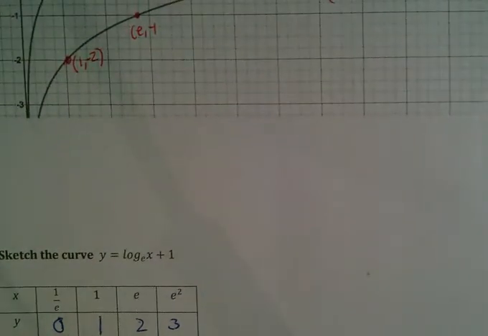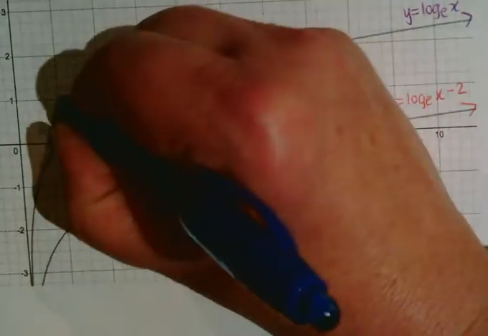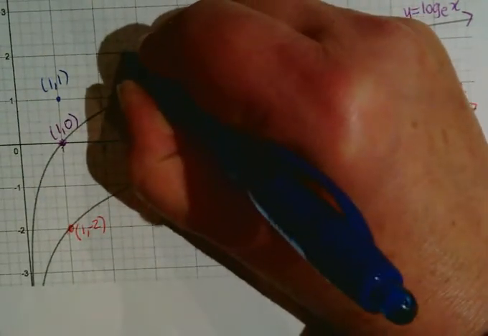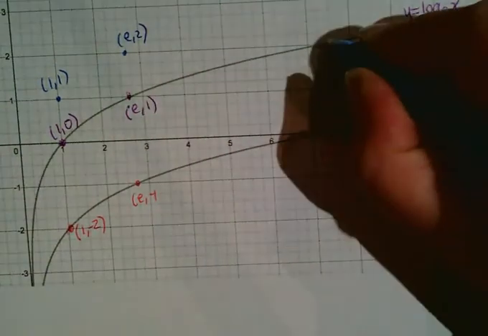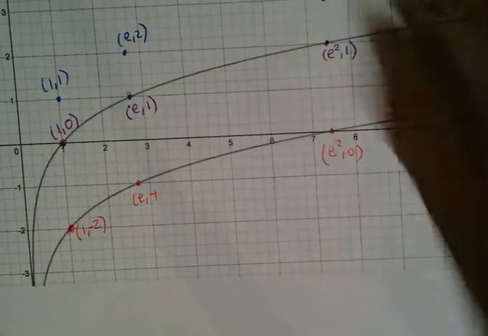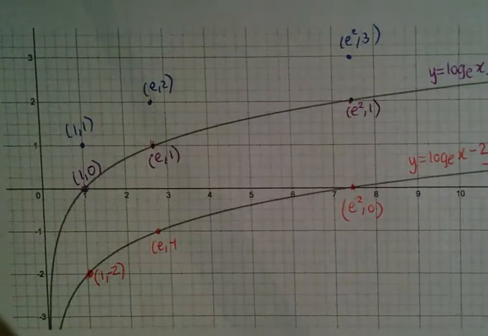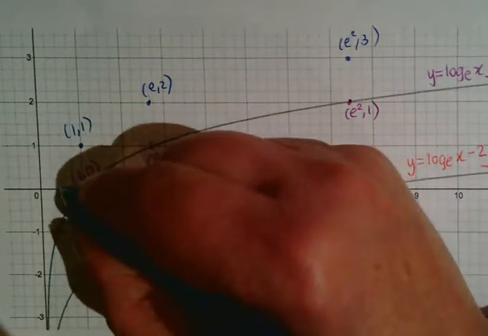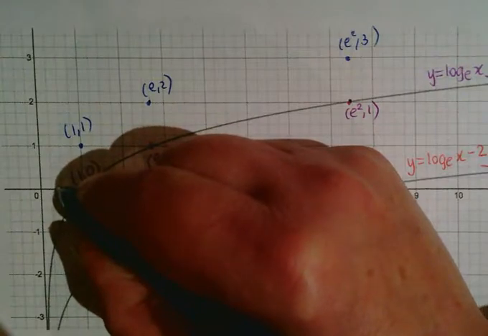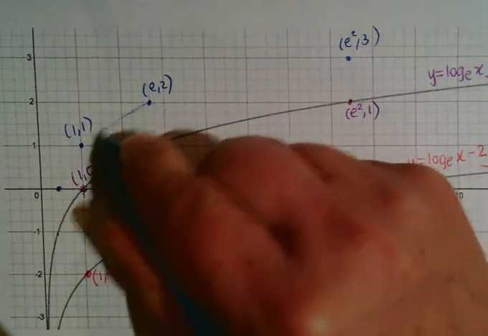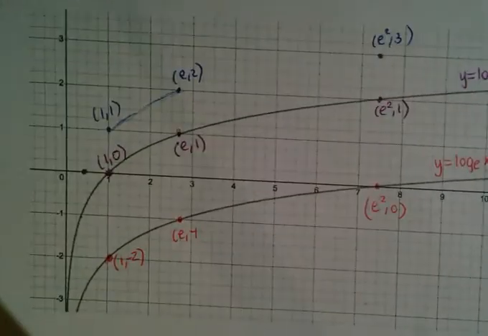We'll do these other points first. So 1, 1, e, 2, and so on. So we've got 1, 1. We can see that that has been shifted up a unit. Here we've got e, 2, and over here we've got e squared, 3. Okay, and down here we've got 1 on e, which is about 0.37-ish, 0. Okay, so you can just sketch this.